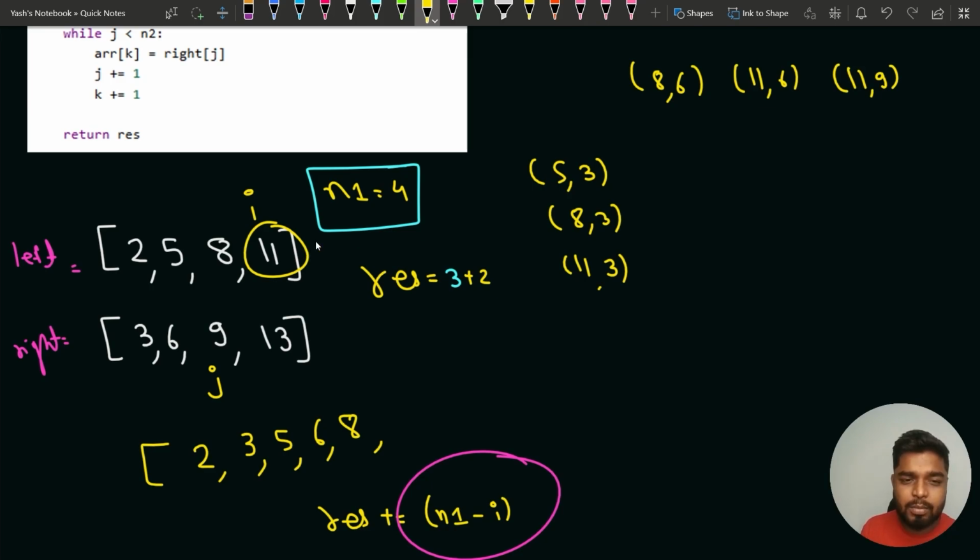So the number of inversion pairs will be n1 minus i. So n1 minus 3, which is 4 minus 3, will be 1 here. So you'll add one more to this, and this will be basically a total of 6. The result will update to 6 here.